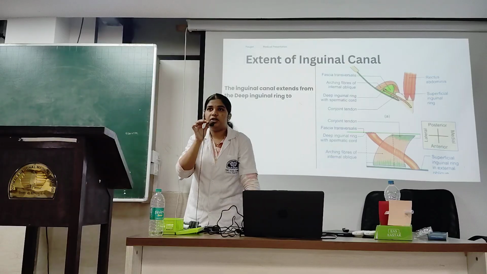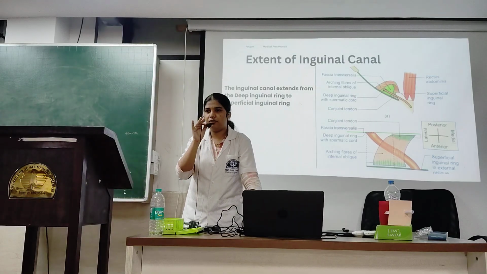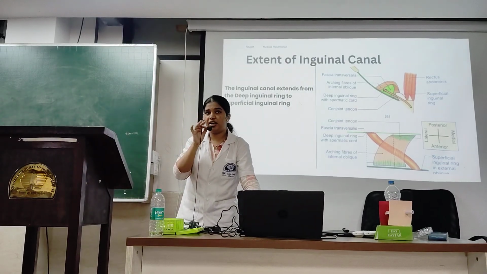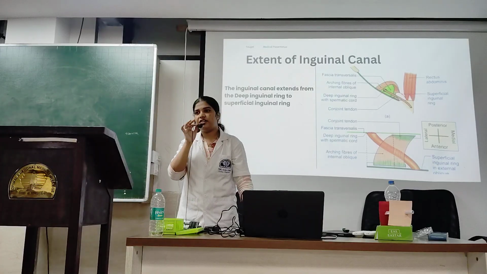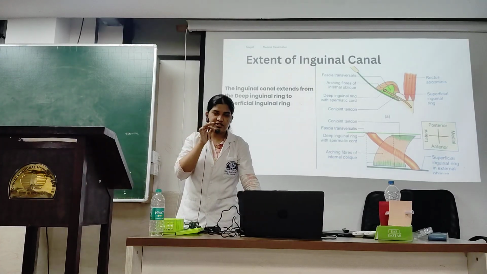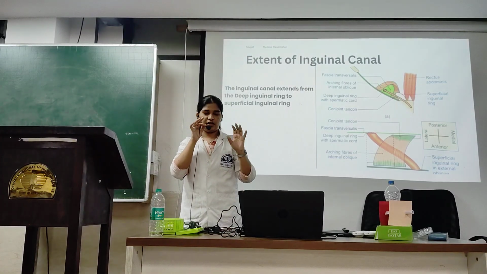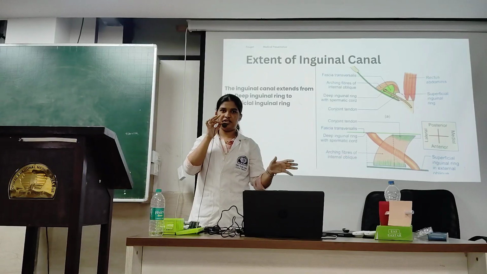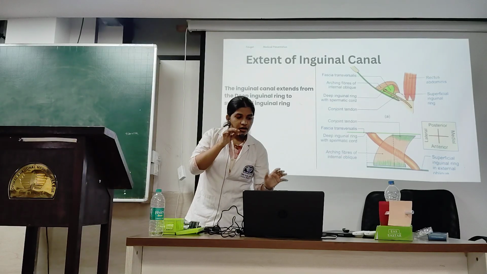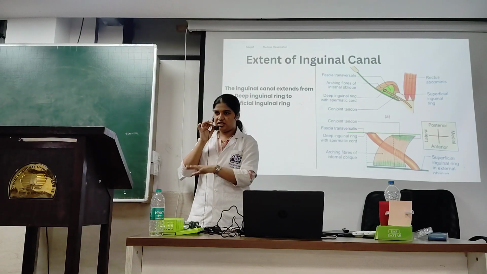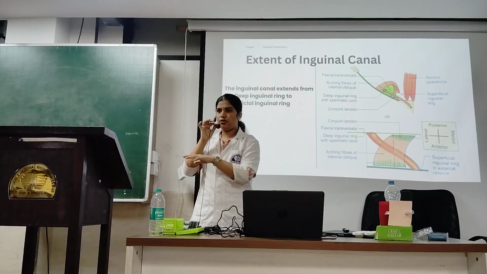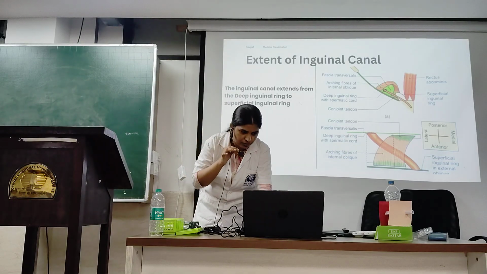Now, extent of the inguinal canal. It extends from the deep inguinal ring to the superficial inguinal ring. You can think of it like an entry and exit gate. The deep inguinal ring is the entry gate, which is an oval opening in the transversalis fascia, and the superficial inguinal ring is the exit gate, which is a triangular opening in the external oblique aponeurosis.